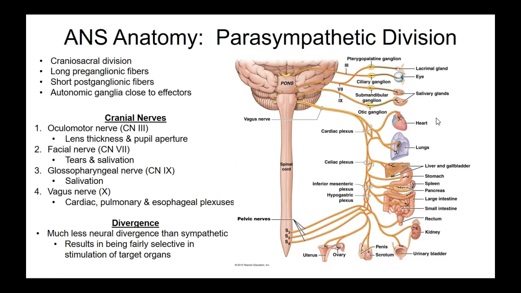So here, the preganglionic neurons make it almost all the way to their target, their effector, right? That means that the postganglionic neurons are, what, long or short, do you think? Short. So here, the other difference that we'll see is that for the parasympathetic, they have long preganglionic neurons, but short postganglionic neurons. And so is that where it's talking about the cardiac plexus?